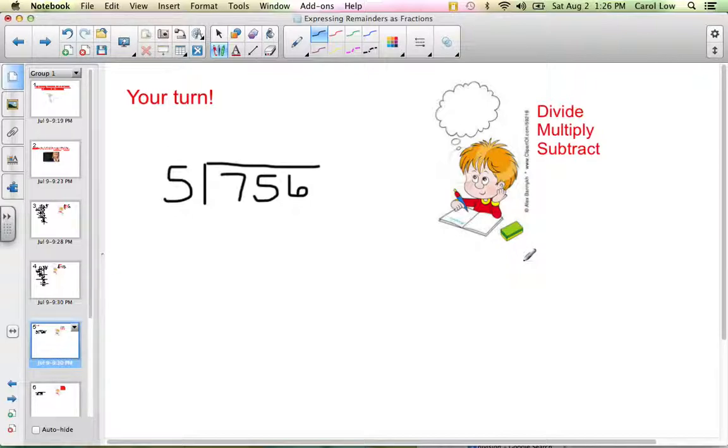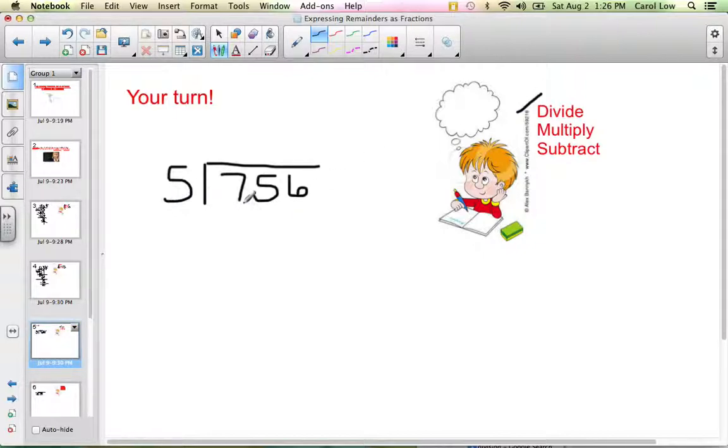Okay, so if you're not done, which I'm sure most of you aren't, pause the video and do it, and then turn it back on because I'm going to start. So it's 756 divided by 5. So I'm going to start off with dividing.